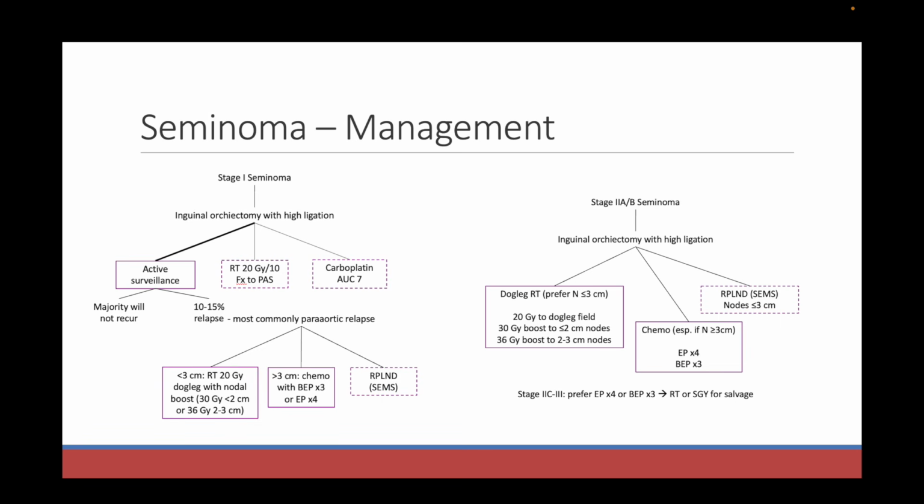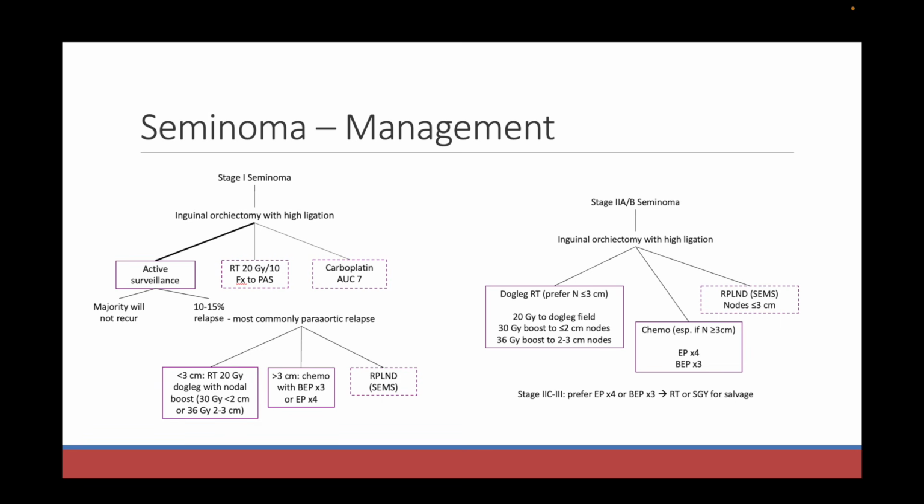So the way that we manage these, we still need to get inguinal orchiectomy with high ligation, because remember, that's the first step to getting your pathology as well. And then the radiation management is doing dogleg radiation, where you treat the para-aortic strip and then the ipsilateral external and internal iliac nodes. This is the preferred approach if you have nodes that are less than or equal to 3 centimeters in size. So you give 20 gray to your dogleg field, and then you do a 30 gray boost to any lymph nodes that are 2 centimeters or less. And if they're 2 to 3 centimeters, then you can do a 36 gray boost.